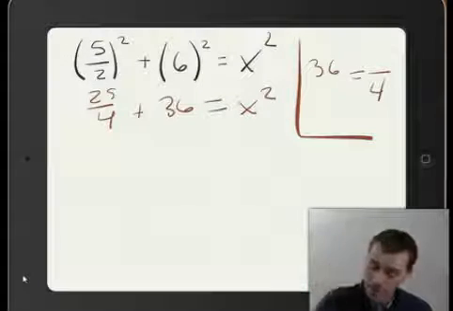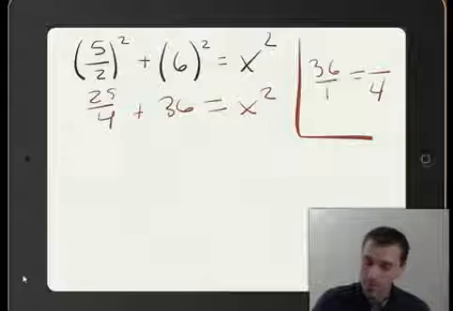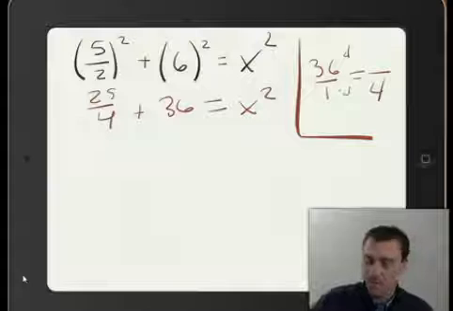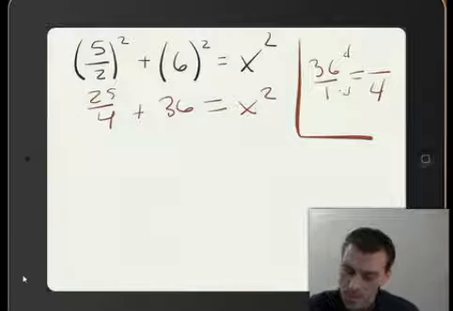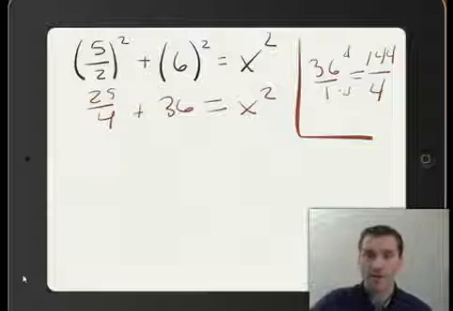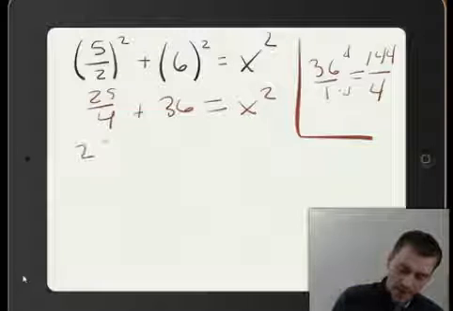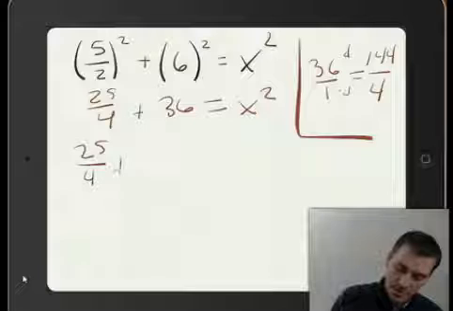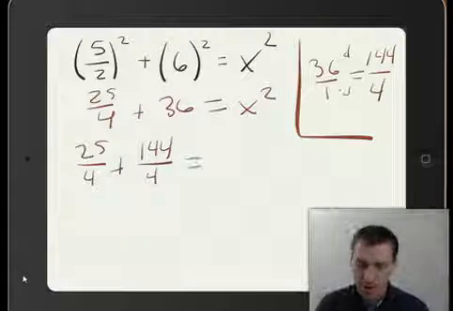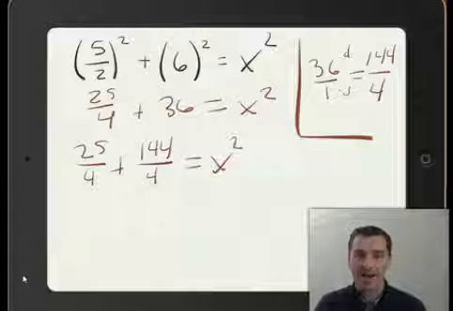Well, how am I going to do that? Actually, it's 36/1, so I can multiply this by 4 and this one by 4. So 36 times 4 is 144. There's my equivalent fraction. So I got 25/4 plus 144/4 equals x squared. I like it. I like it a lot.